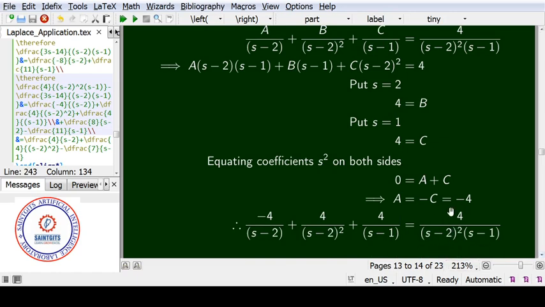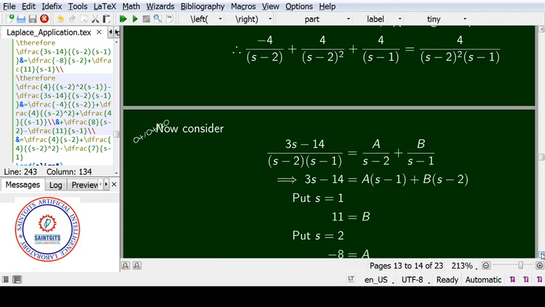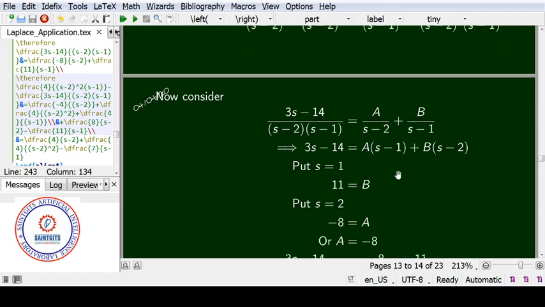This proper fraction is divided into 3 simple fractions. Now we repeat the same thing on the second term, 3s minus 14 by s minus 2 into s minus 1. I represent it as a by the first factor plus b by the second factor. Multiply both sides by the denominator of the left hand side. I get 3s minus 14 equals a into s minus 1 plus b into s minus 2. Now we apply elimination. I put s equal to 1. So the a part is 0. So b into 1 minus 2, that is minus b is equal to minus 11, or b is equal to 11.